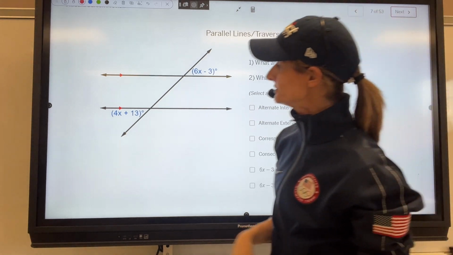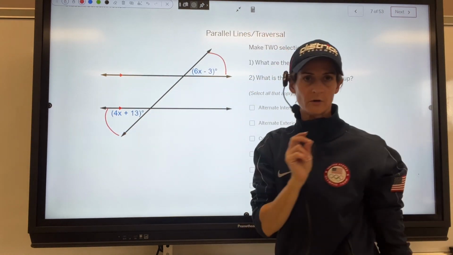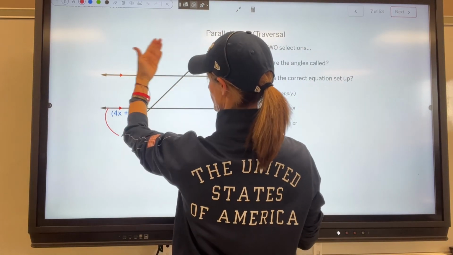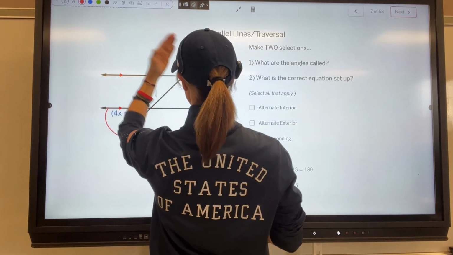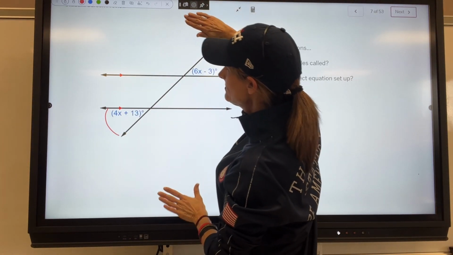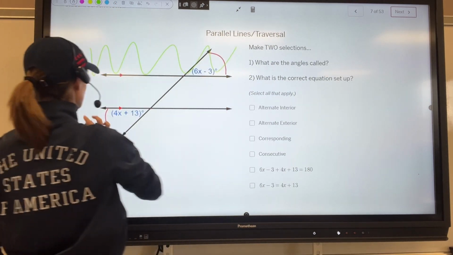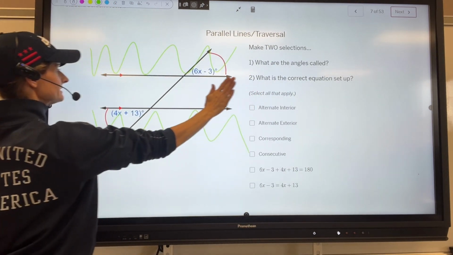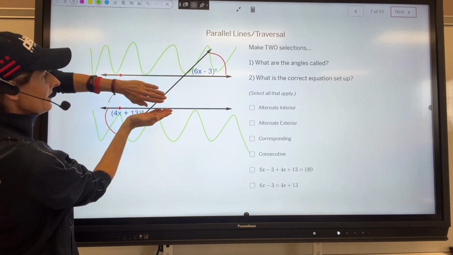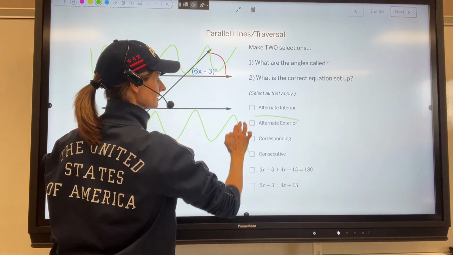Okay, so first of all, what kind of angles are these? We just went over all the different types. They are on either side of the transversal, so that's alternate. And then they're on the outside. Remember how this is the exterior, right? And that's the interior. So they're alternate exterior angles. Alternate exterior.